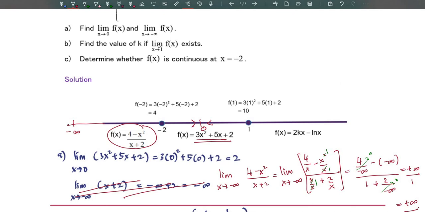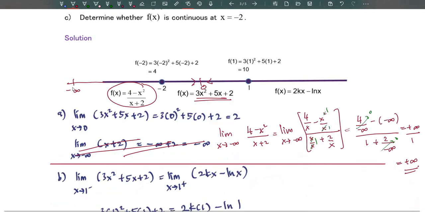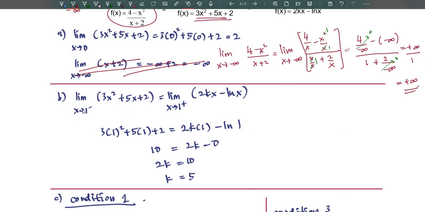The next one is part B. Find the value of k if the limit of f(x) as x approaches 1 exists. Since the limit as x approaches 1 exists, it means that the limit from the left, write the function first, is equal to the limit as x approaches 1 from the right. Write the function then, and substitute the value of 1. ln 1 is equal to 0. You can check it by using your calculator. And then rearrange everything and solve for k. We have k is equal to 5. This one is simple.